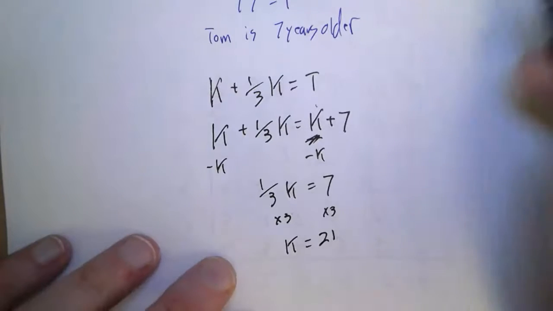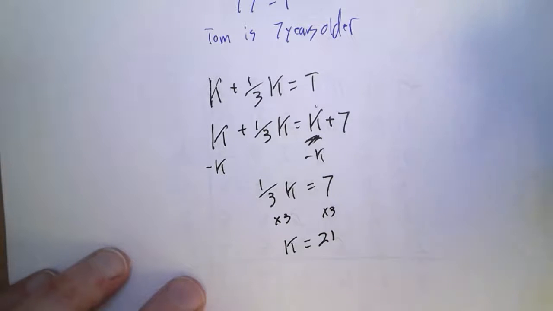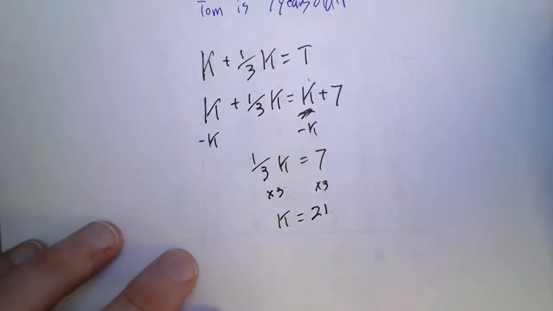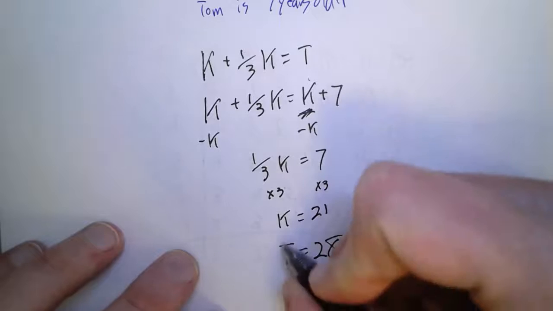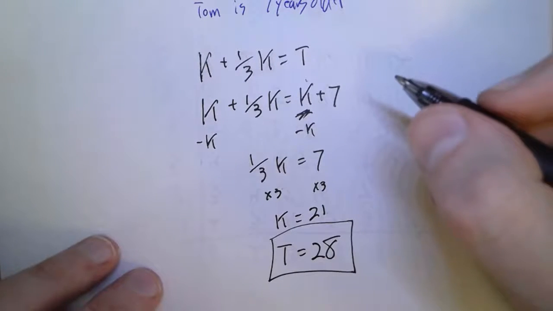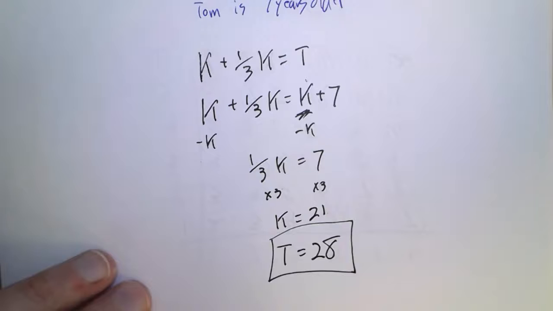Now that's how old K is, but the question is to determine Tom's age. And so Tom is going to be 7 years older. So Tom is going to be 28. So there's our answer, and we're done.